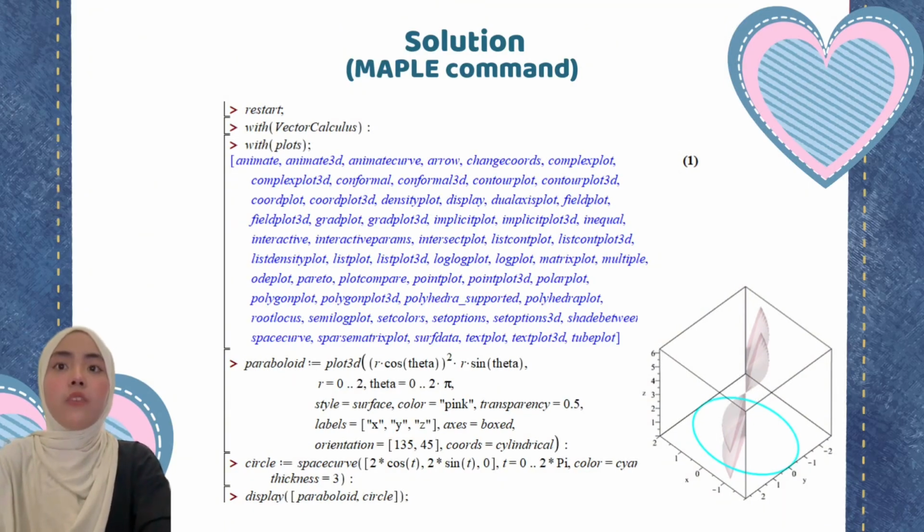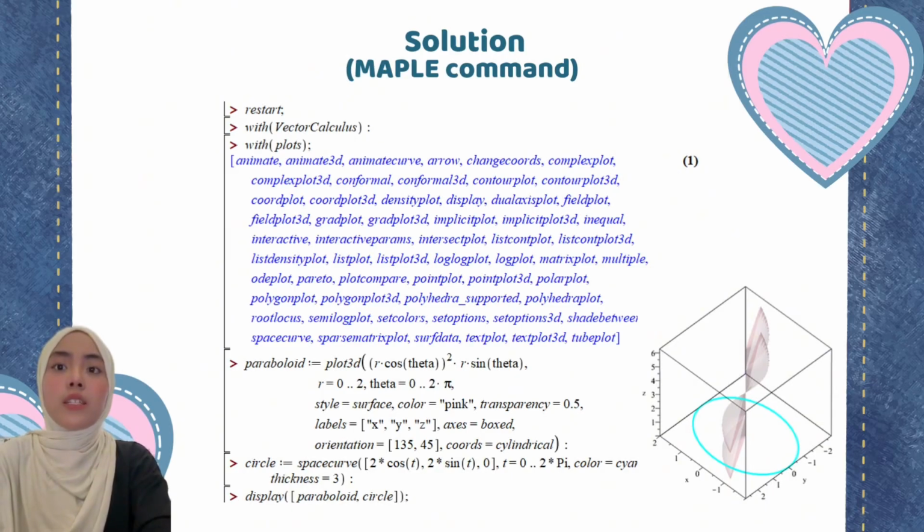The next part involves creating a 3D plot of a parabolic surface using the plot3d command. The equation of the parabola is written in cylindrical coordinates as r squared cos squared theta minus r sin theta. The plot is customized with a pink surface color and transparency to allow better visualization of the other objects.